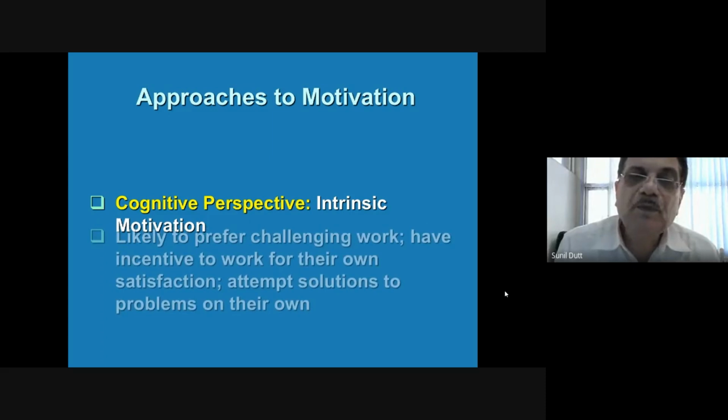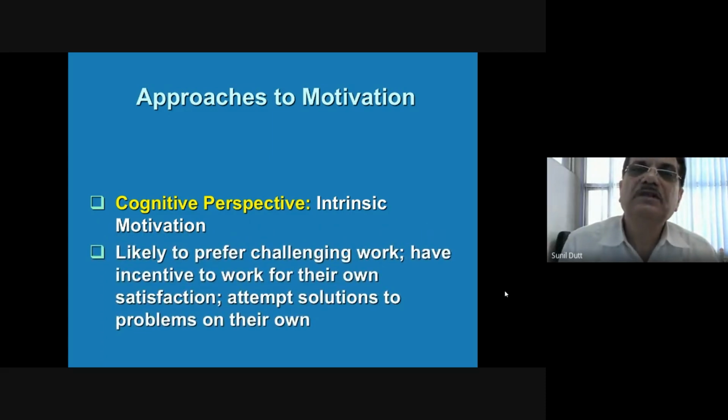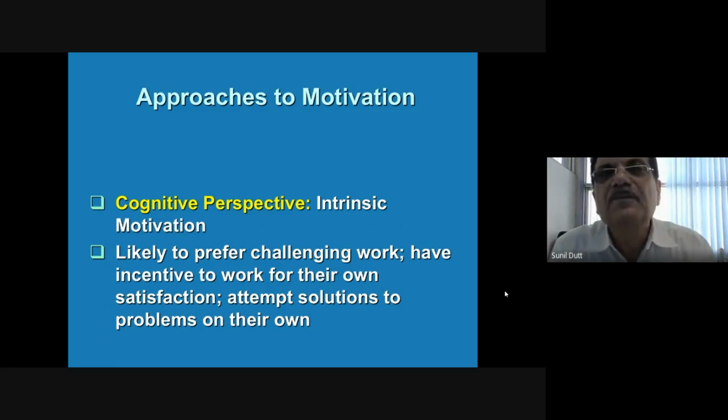So those who are intrinsically motivated are likely to prefer challenging work. They have some incentive to work for their own satisfaction, attempt solutions to problems on their own. They are independent, they take initiative, they are not dependent on anyone. So slowly you start with the extrinsic motivation and let them realize the significance of that particular work, and definitely they will indulge in intrinsic motivation.